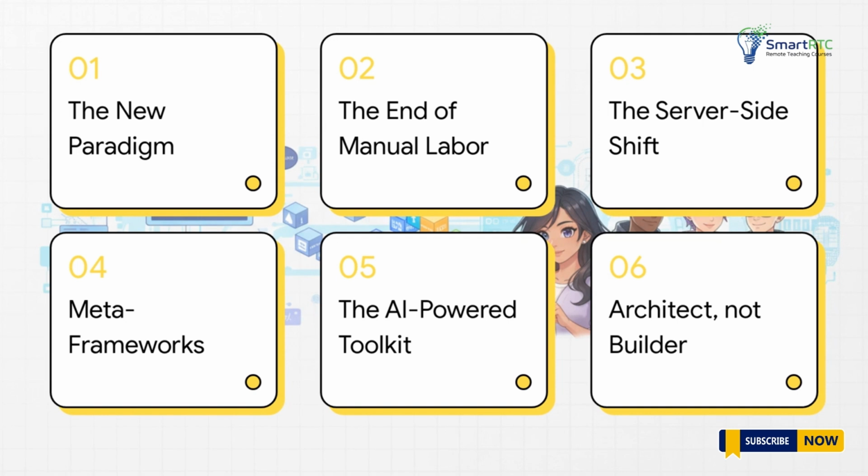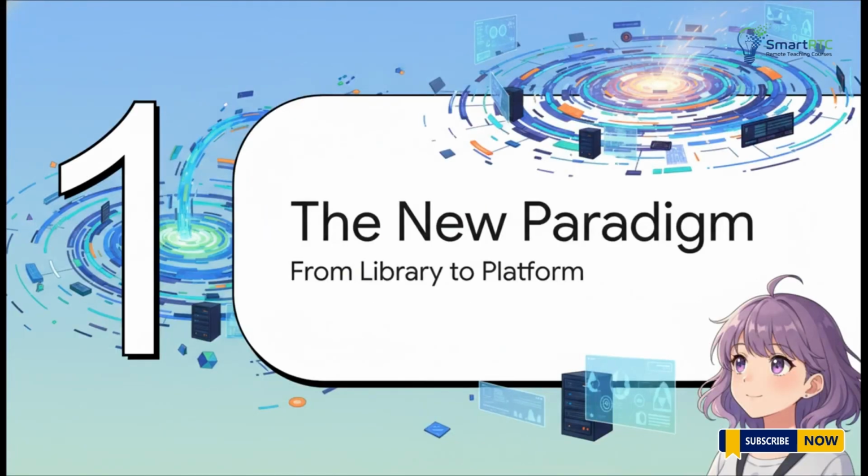So to get our heads around this new world, we're going to walk through 6 key shifts. We'll start with the new paradigm. Then we'll see how automation is basically killing off manual work. We'll understand why everything seems to be moving server-side, explore the new meta frameworks that run the show, check out our new AI-powered toolkit, and then finally, we'll figure out what this all means for your role as a developer.